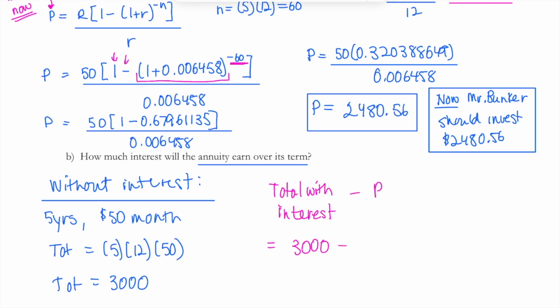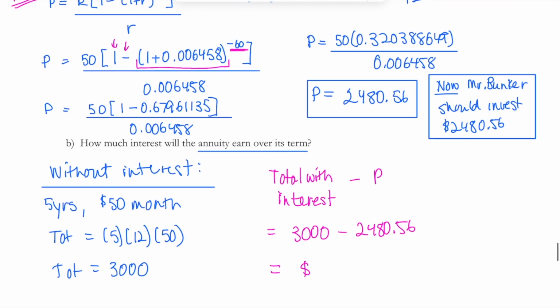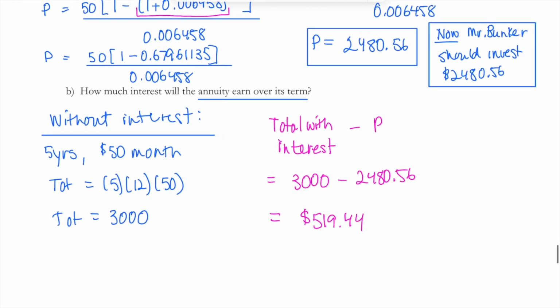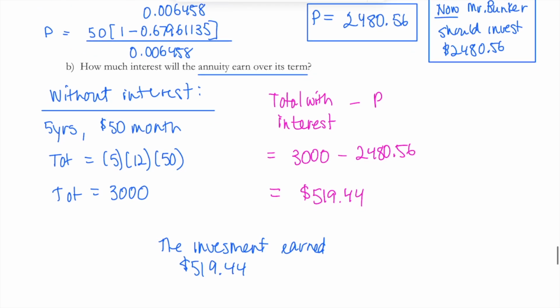But we're subtracting out 2480.56. Okay, so he earned, I believe it's 519.44. Okay, so the investment earned 519.44 over the 5 years.